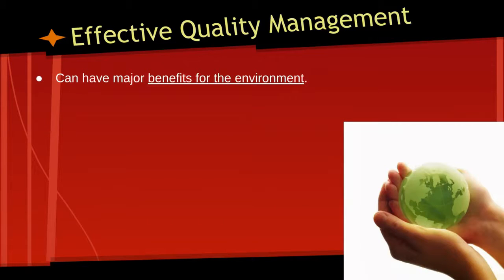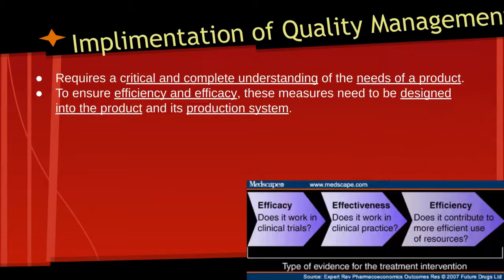Effective quality management can have major benefits for the environment. Implementation of quality management requires a critical and complete understanding of the needs of a product. To ensure the efficiency and the efficacy, these measures need to be designed into the product and its production system. Efficacy is a word that you didn't hear a whole lot until recently.